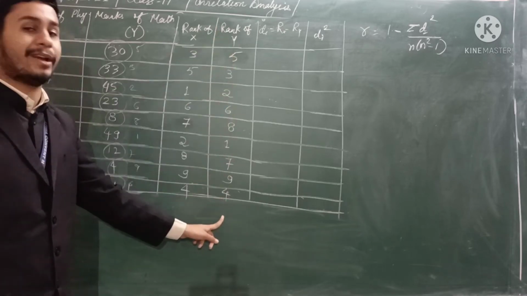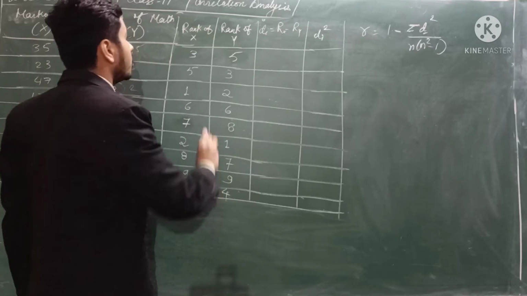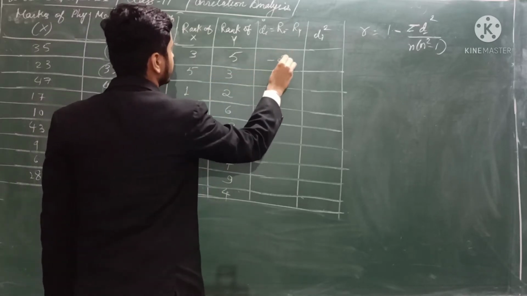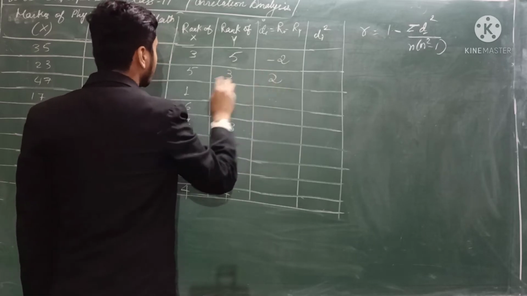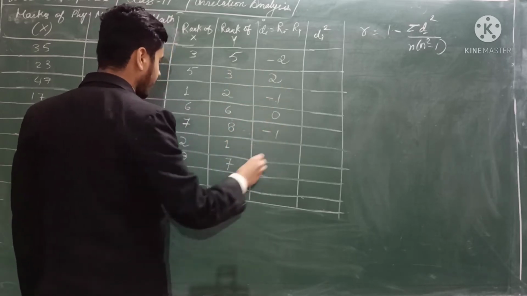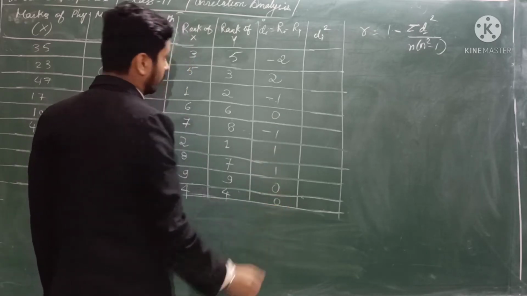So we wrote the rank of y. Now I told you the difference of the rank. Difference of the rank means 3 minus 5 will give you minus 2. This will give you 2. This will give you minus 1. This will give you 0, minus 1, 1. Then 1, 0, and 0.